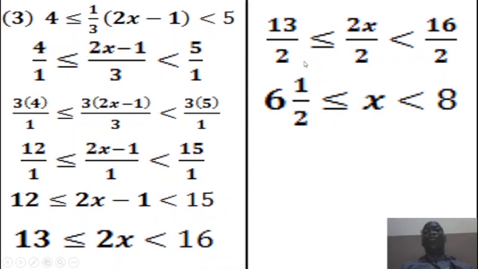Then divide through by the coefficient of the x, which is 2, to get that 6.5 is less than or equal to x less than 8. You can write this 6.5, but this is the range of values. It means x ranges from 6.5 included to 8, but 8 is not included, so very close to 8.